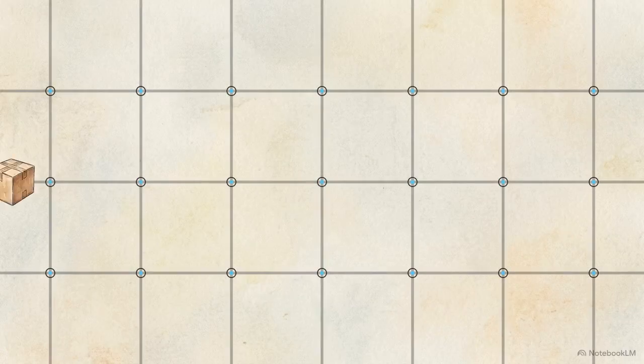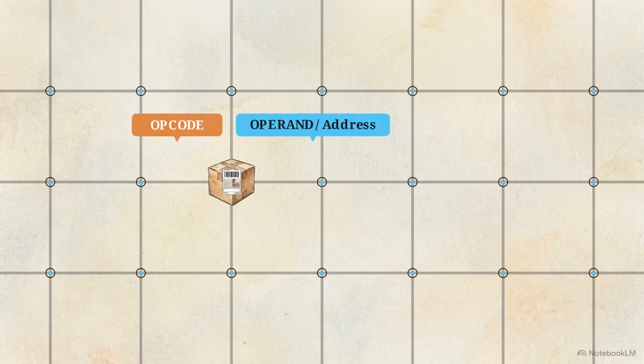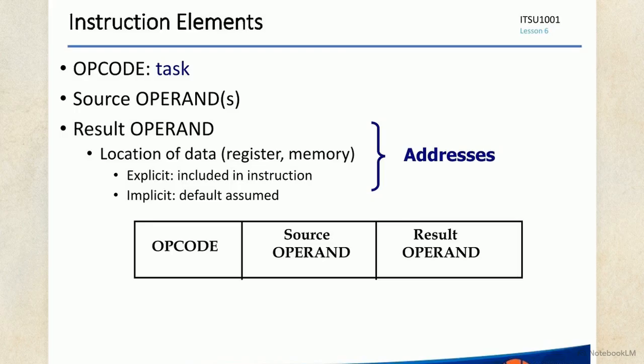With all these shared roads and complex intersections, the cargo needs clear directions. In computing, we use instructions. These act as strict shipping labels, telling the system exactly what to do with the data. This graphic shows the instruction format.